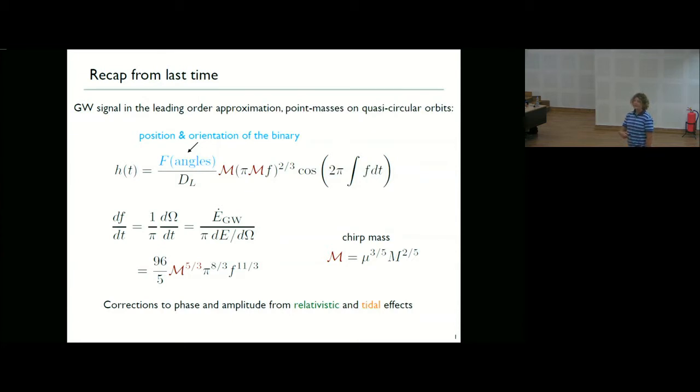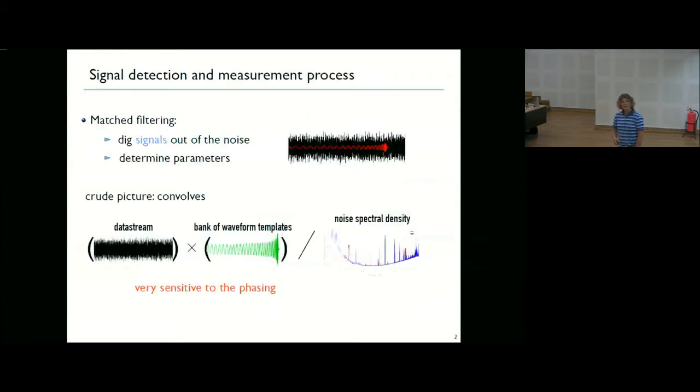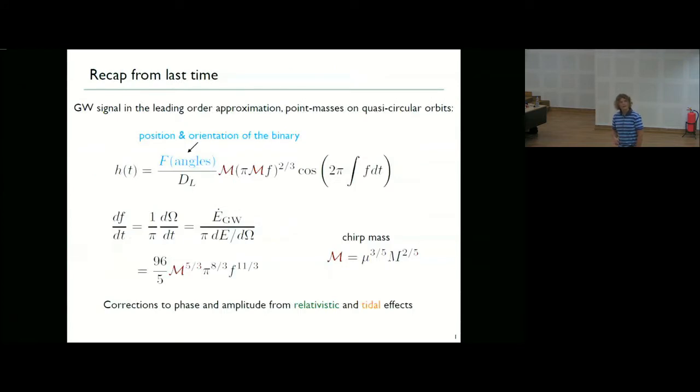So, of course, this was only the leading order approximation, so there will be many corrections due to tidal effects and also relativistic effects, because this was just assuming the binary has Newtonian dynamics and the emission is just due to the quadrupole. We don't want to calculate that in detail. It can be done systematically in post-Newtonian theory, a perturbative approach.